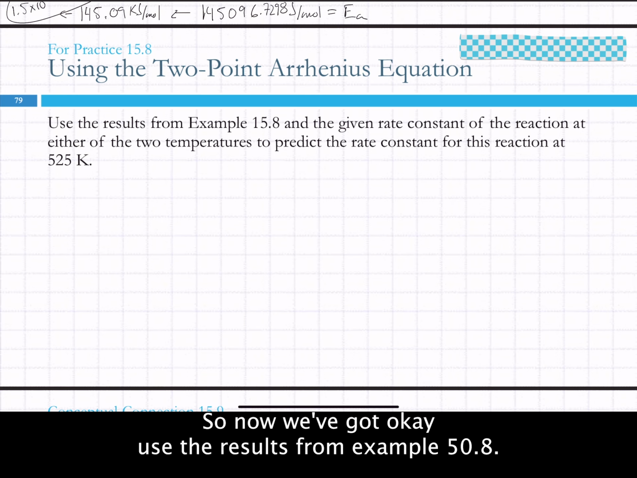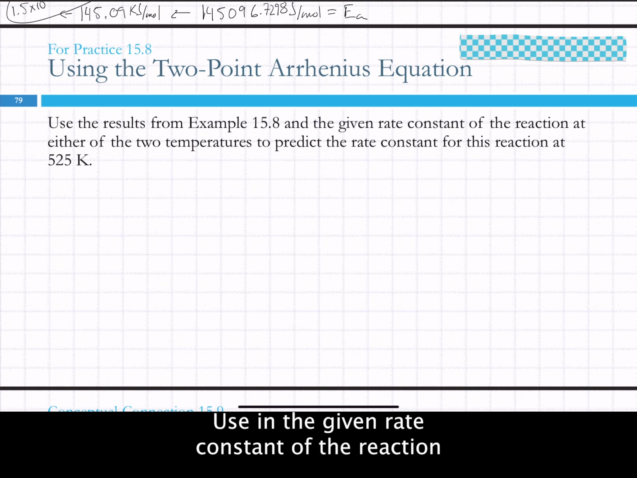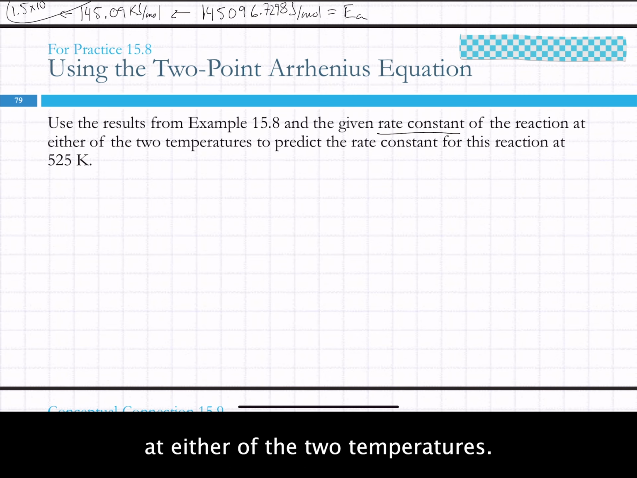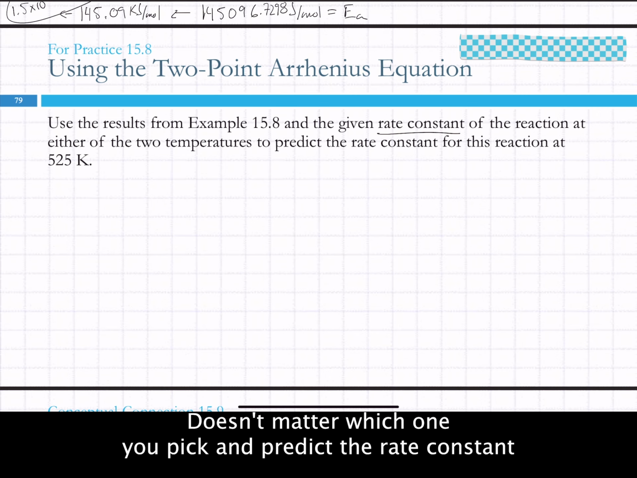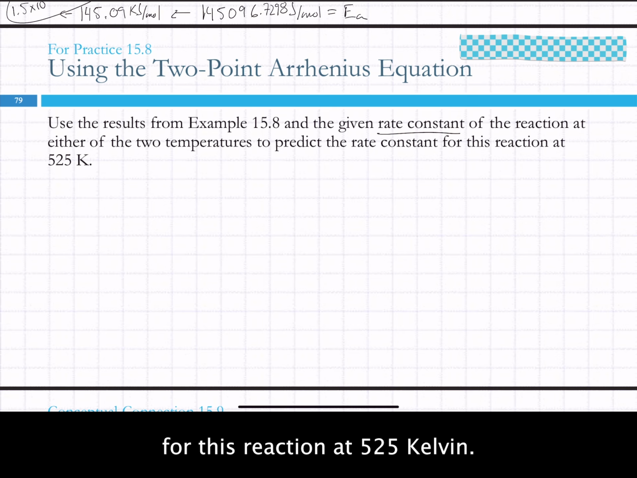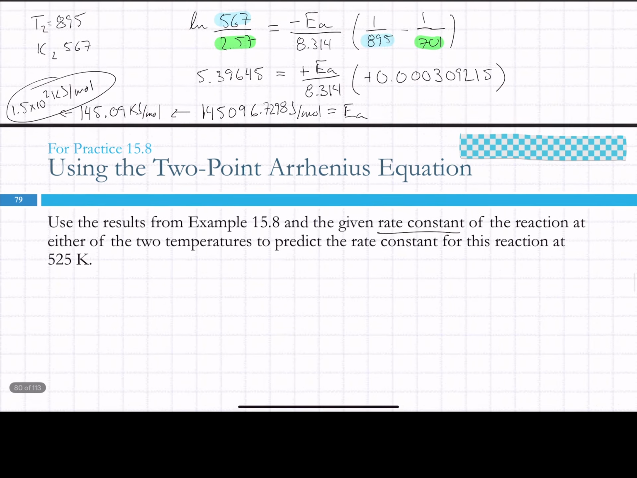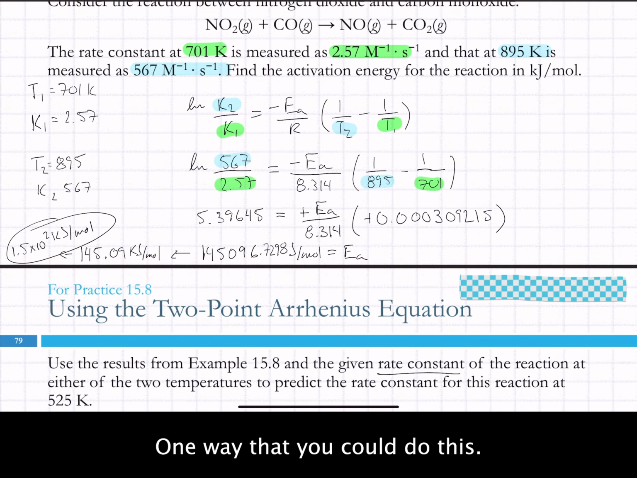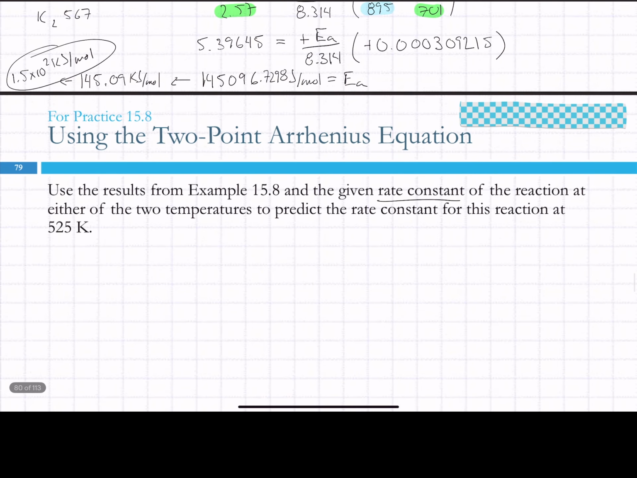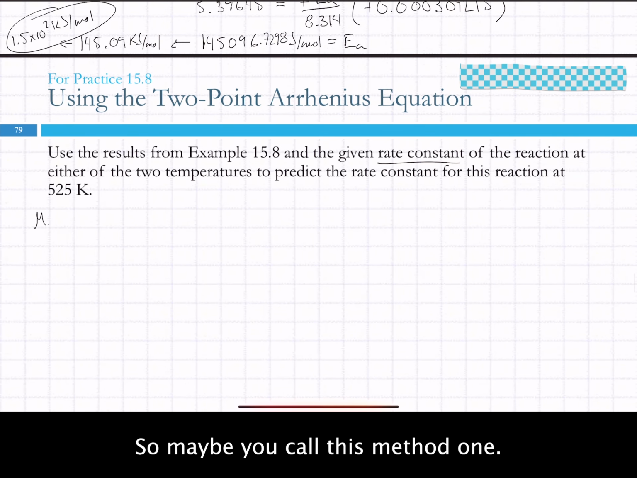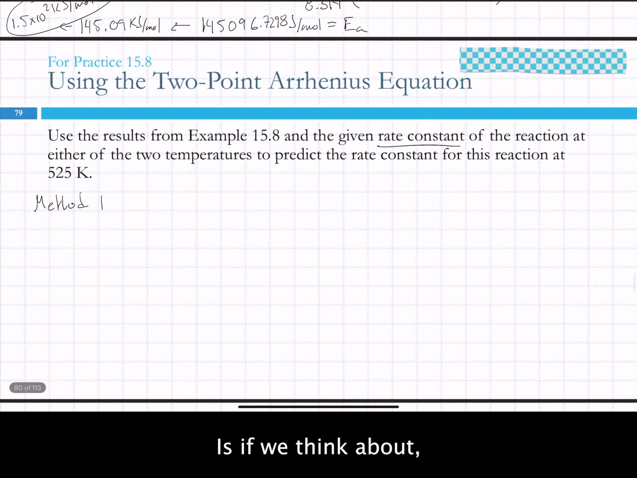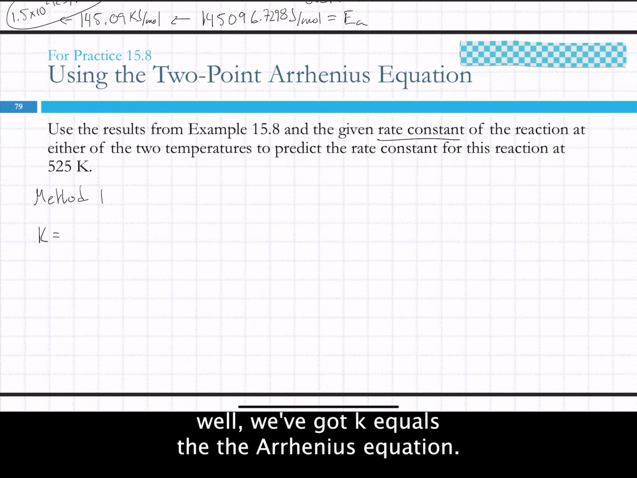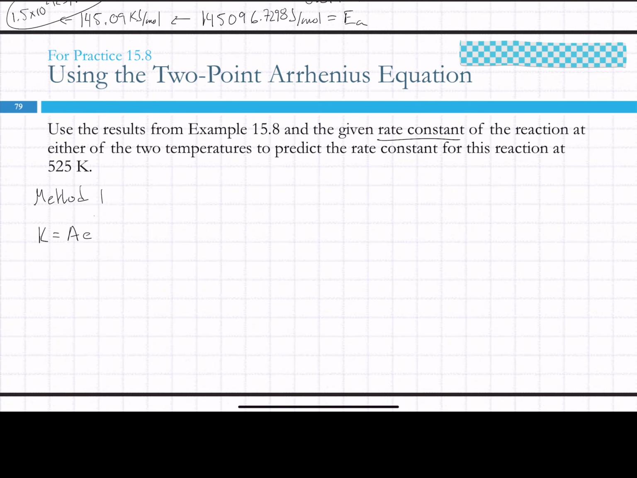So now we've got, okay, use the results from example 15.8, and the given rate constant of the reaction at either of the two temperatures, doesn't matter which one you pick, and predict the rate constant for this reaction at 525 Kelvin. As the math gets more complex, there are more and more ways to do this. One way that you could do this, so maybe call this method 1, is if we think about, well, we've got the Arrhenius equation, K equals negative E over A over RT.